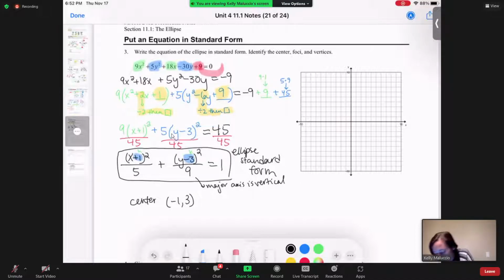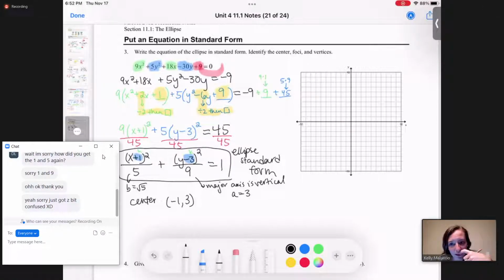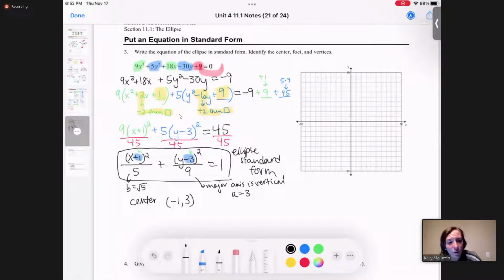And let's see, what else do we know? Oh, a equals 3. And b, a little unfortunate, but b equals square root of 5. Unfortunate just because we have to write square root, but it's totally fine. And then we can get our vertices and our foci. Before I graph anything, I'll calculate my foci. So it's c squared equals a squared minus b squared. This is where we get a nice thing because we get 4, so c is plus or minus 2.